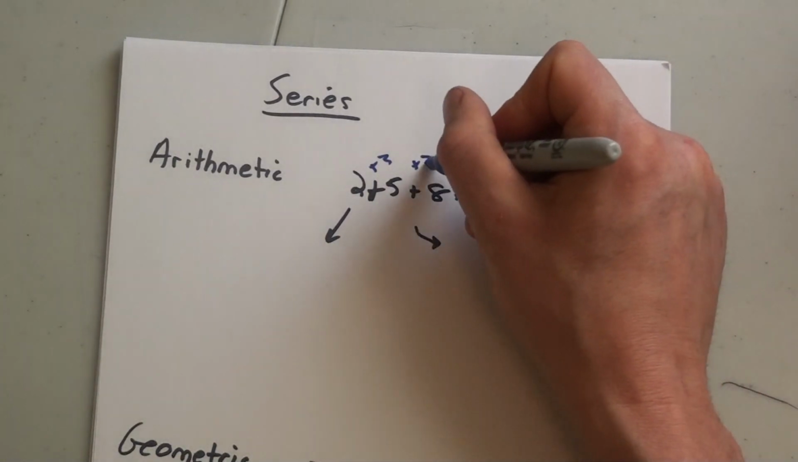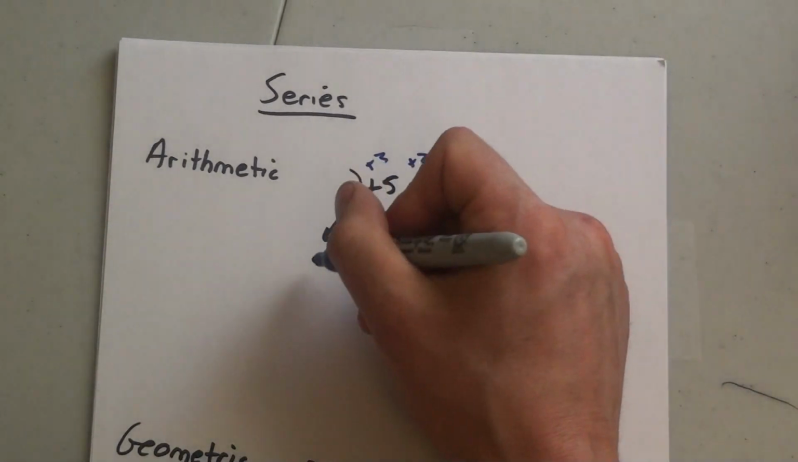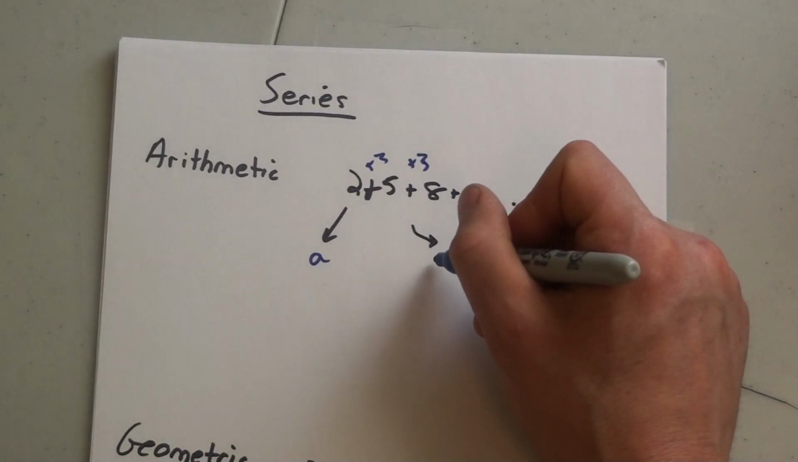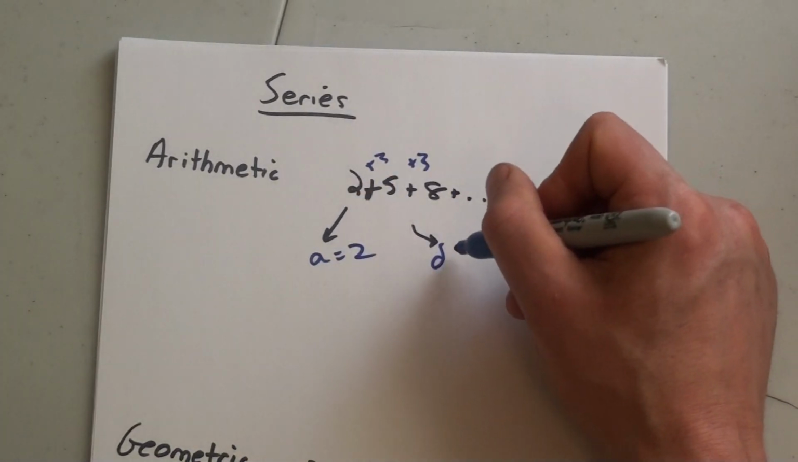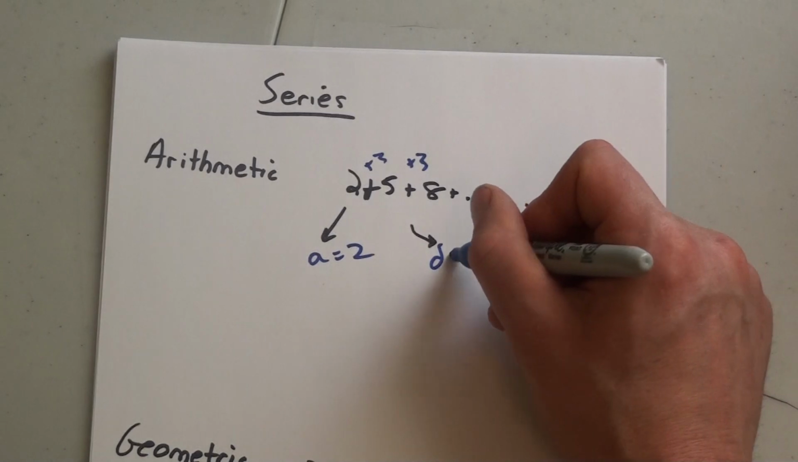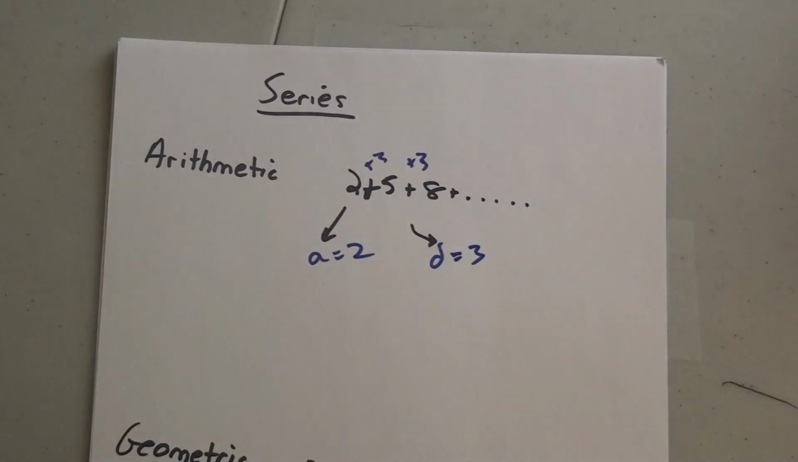Now there's going to be letters we're going to use in our formulas. The first one is going to be an A, and the second one is going to be your D value. A is the first term, so my A is 2. The D is your difference, how much it's changing by. So in this case, it is going to be a 3.